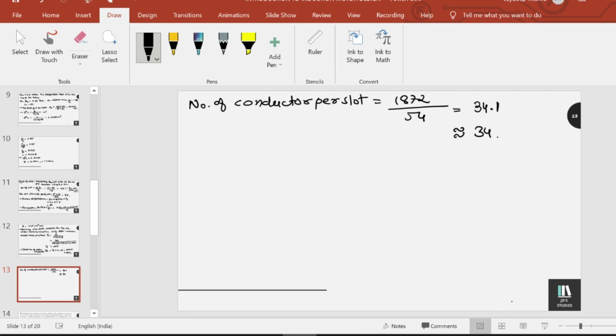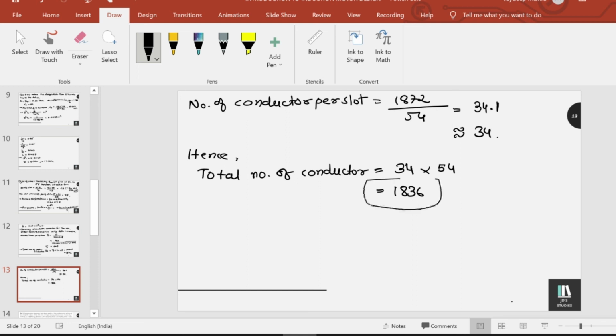Hence, the total number of conductors is 34 conductors per slot multiplied by the total number of slots 54. So the total number of conductors is 1836. This is the answer which we had to find.